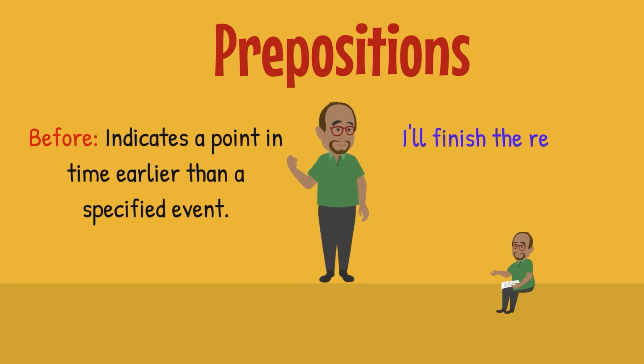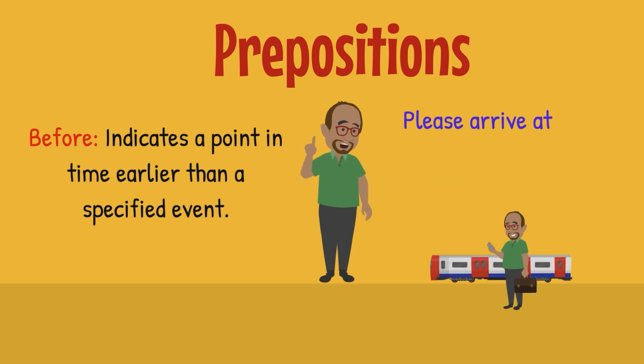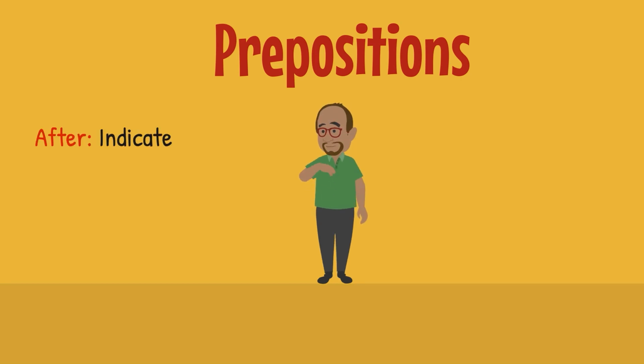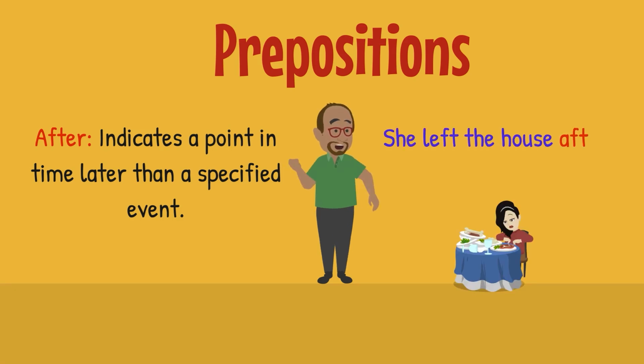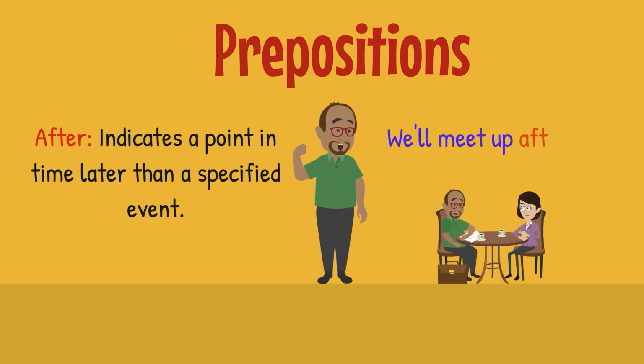Before, indicates a point in time earlier than a specified event. I'll finish the report before the deadline. Please arrive at the station before the train departs. After, indicates a point in time later than a specified event. She left the house after breakfast. We'll meet up after the class.